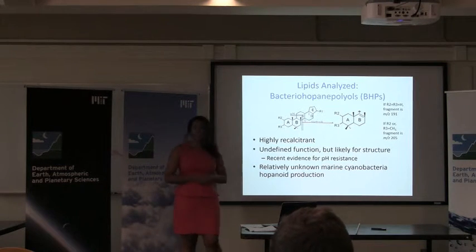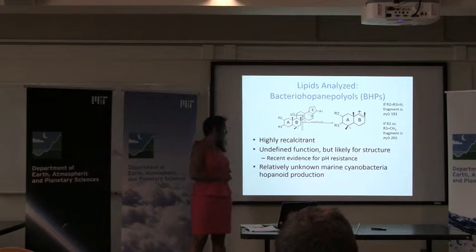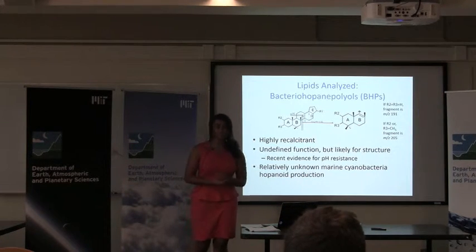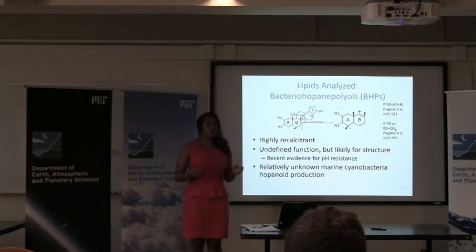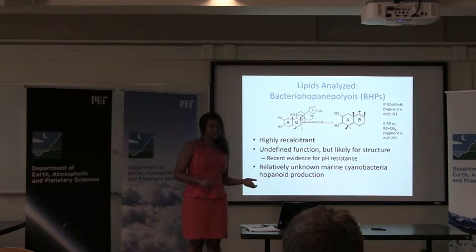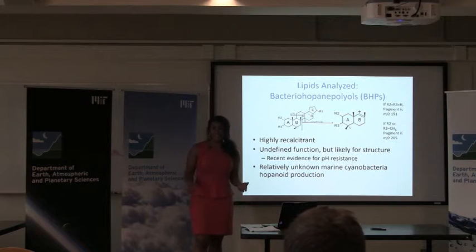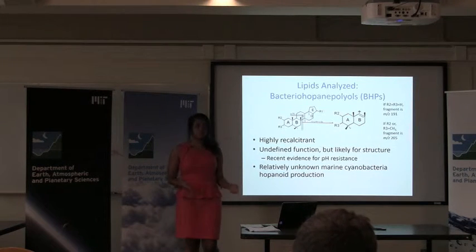They're also relatively unknown in marine cyanobacteria. The hopanoid production there is relatively unknown. BHP is also called hopanoids, so you know. Most of the hopanoid studies have actually been in freshwater ecosystems. There have been a couple in marine systems, especially in Shark Bay in particular. So this offers a really interesting study in the diversity of BHPs within marine systems.